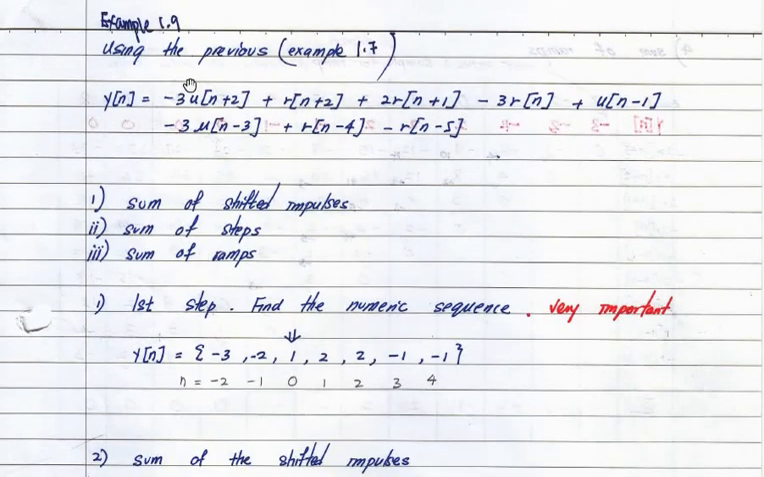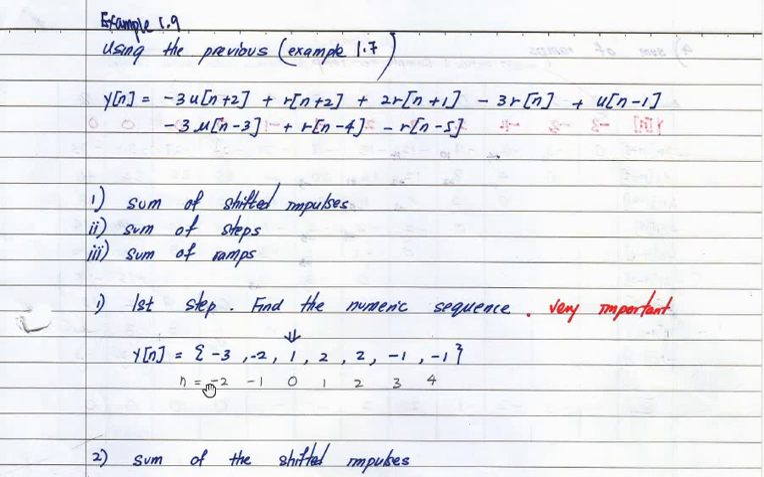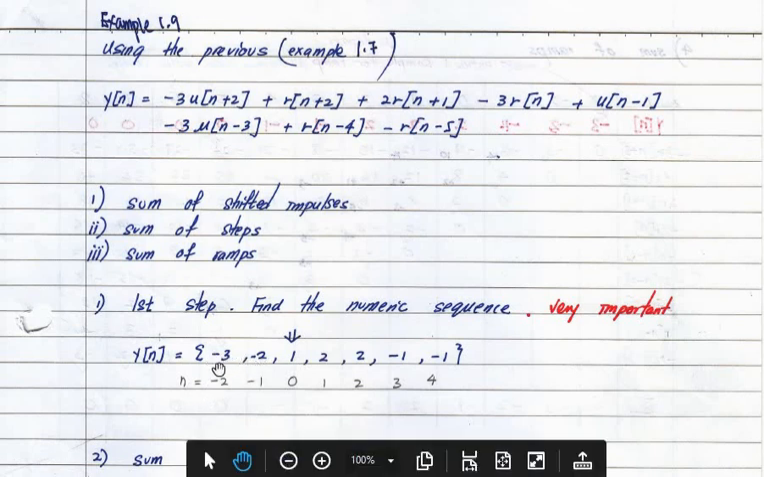Using the previous example, write down the sum of the shifted impulse, the sum of the step, and the sum of the ramp. The first step is to find the numeric sequence. This is very important. For the previous example, y[n] is negative 2, negative 3, negative 2, 1, 2, 2, negative 1, negative 1.